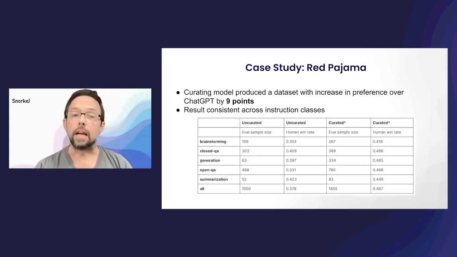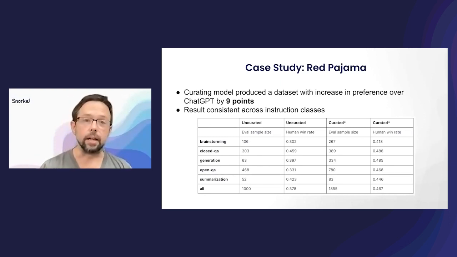And what we found was that after curating, we ran an experiment in which we asked people, in a kind of double-blind fashion, to judge whether they preferred the responses in the data set over ChatGPT. And what we found was that when we use a curated data set, the win rate increased by 9 points, and that the increase was consistent across instruction classes.